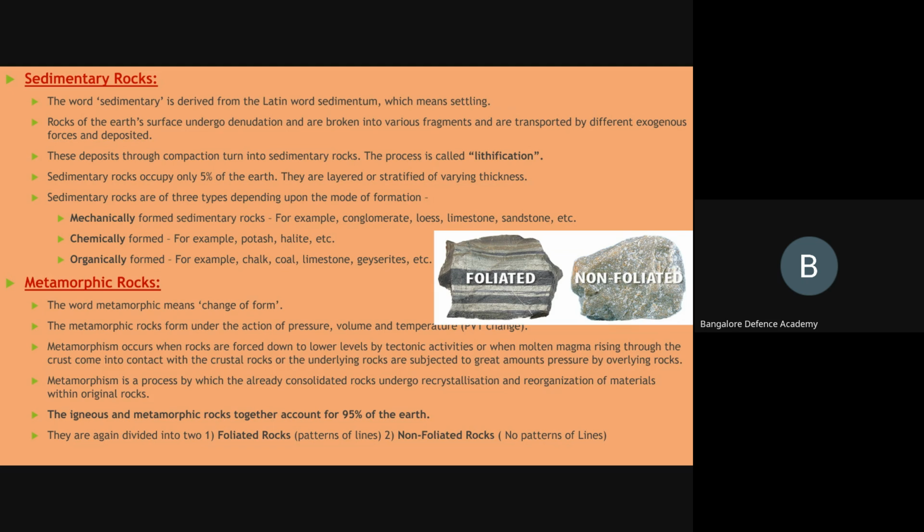So if you see what are the main rocks present on the earth, 90%, 95% of the rocks are igneous and metamorphic rocks. Only 5% is your sedimentary rocks.